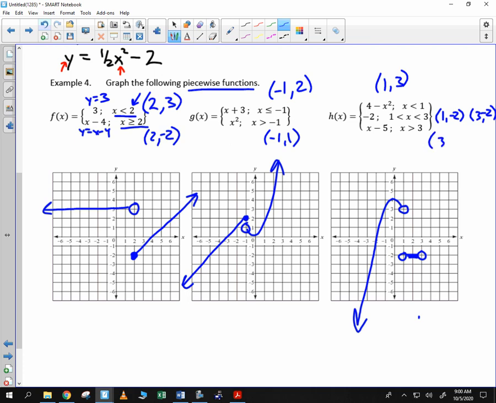And finally, we plug in 3. When you plug in 3, you get negative 2. I plot 3, negative 2, open circle, and I draw a slope of 1 after that. There's my sketch of my piecewise function.